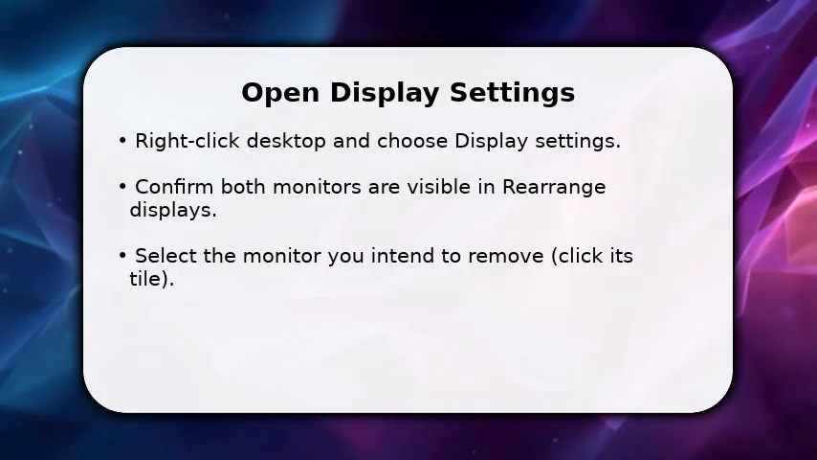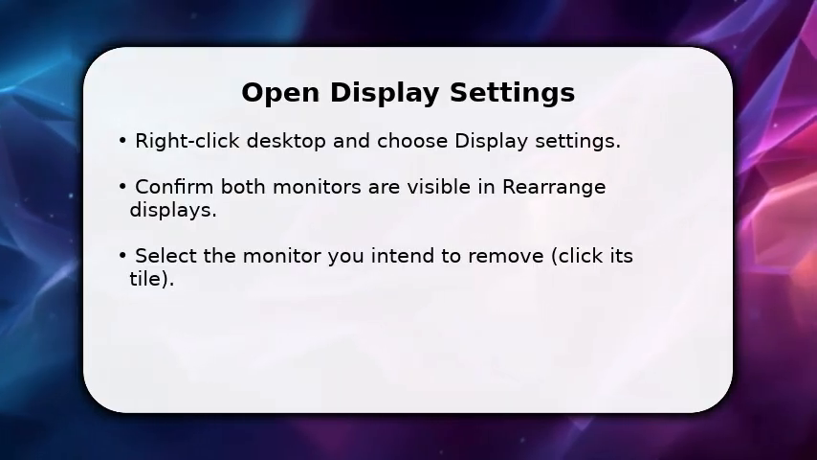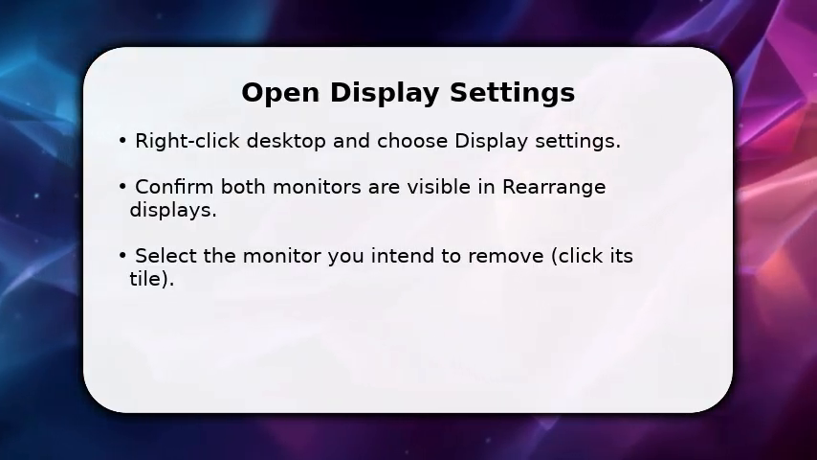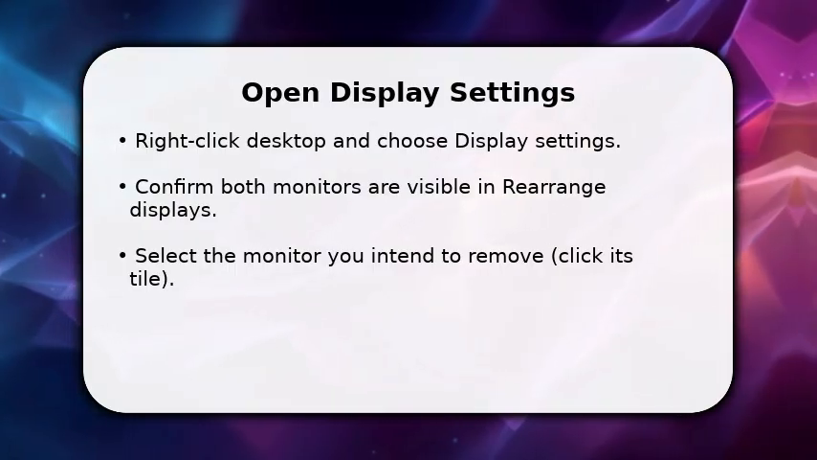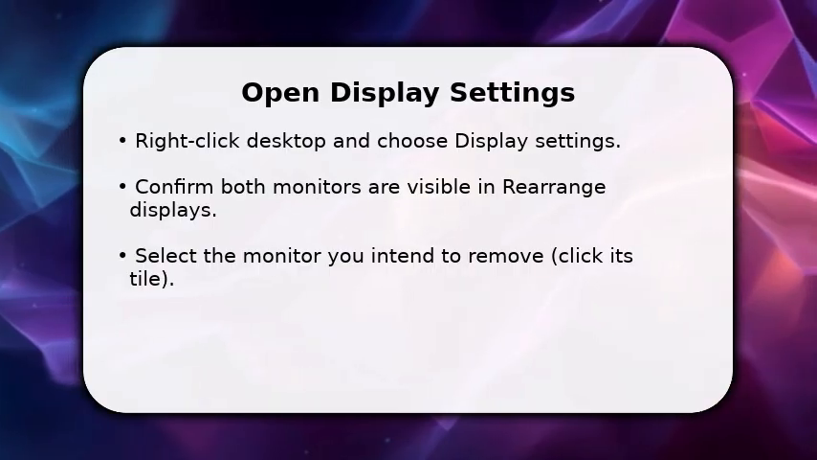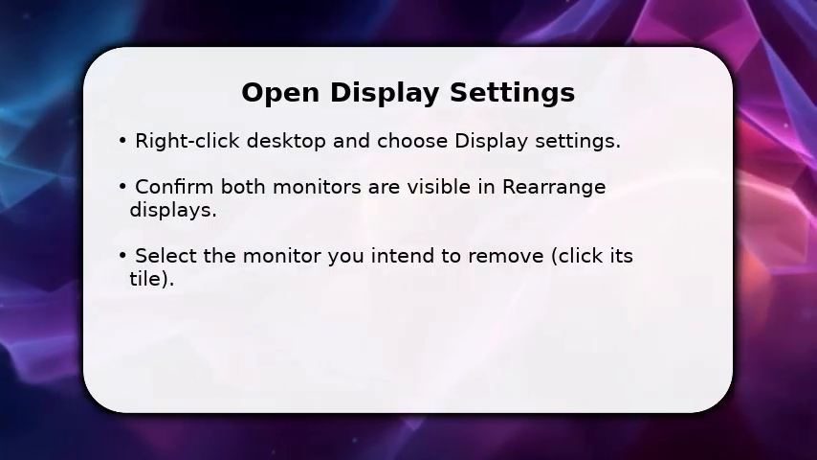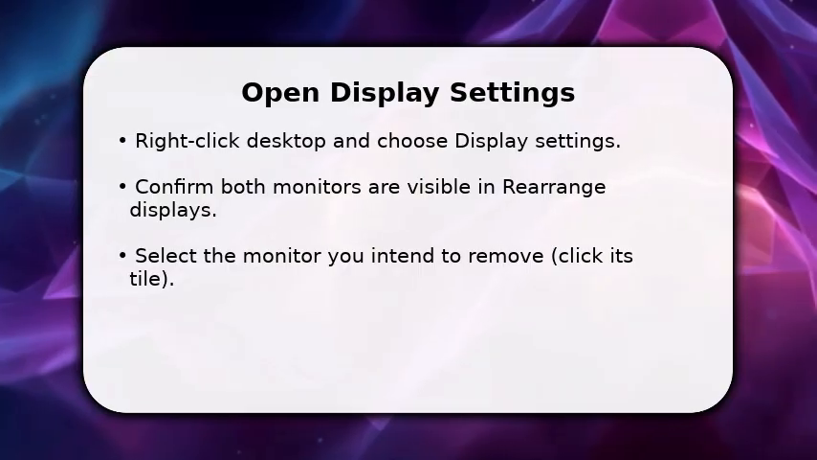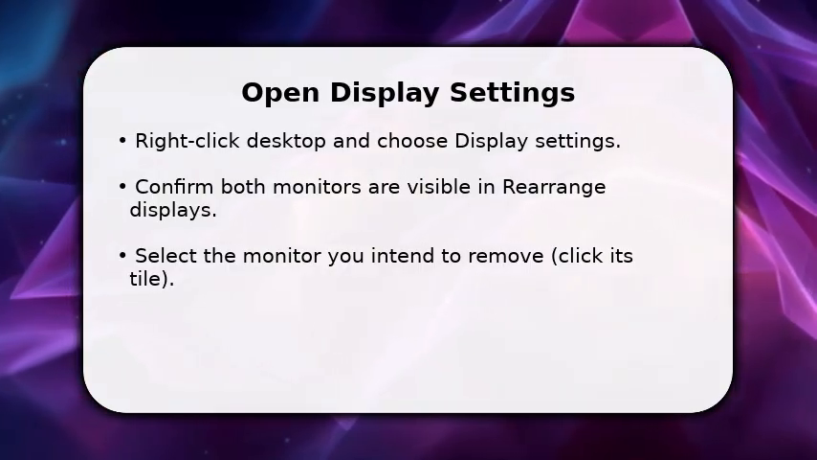You start by opening Display Settings, right-click the desktop and choose Display Settings. Once the window appears, look at Rearrange your displays to confirm both screens show as tiles. Click the tile for the monitor you want to remove so Windows targets the correct device. Make sure the chosen tile highlights as 1 or 2.